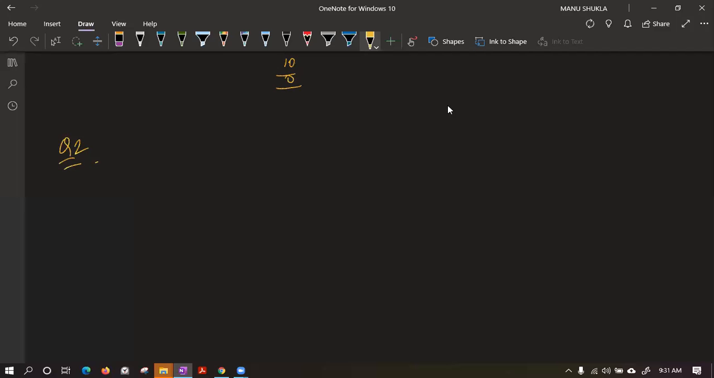Suppose you have 0.02 and you want to convert it into percentage. Again, you have to multiply by 100 only. Or if you want, you can first convert the decimal into a fraction, and then we can convert it into percentage.